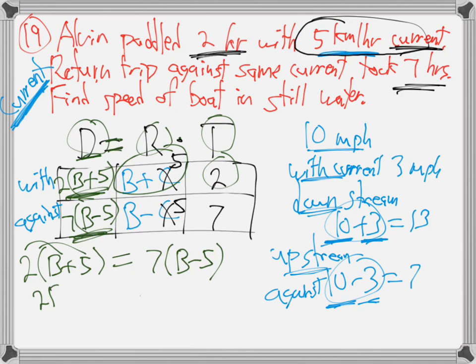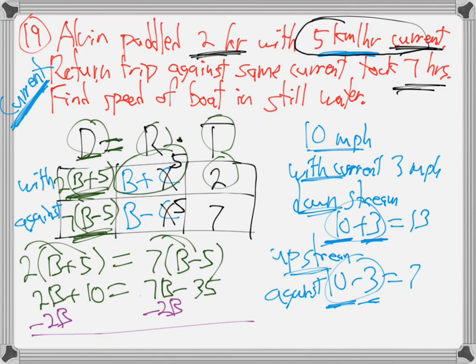Distribute: 2B plus 10. Distribute: 7B minus 35. Good. How do I finish getting B alone? Yeah, either one. I'm going to get rid of the 2B. It doesn't matter. You always want to do the letters first, though. Don't do the 10 or the 35 first. First do the letters. Get rid of one of them, right? We don't want them both. So then we would have 10 is 5B minus 35.